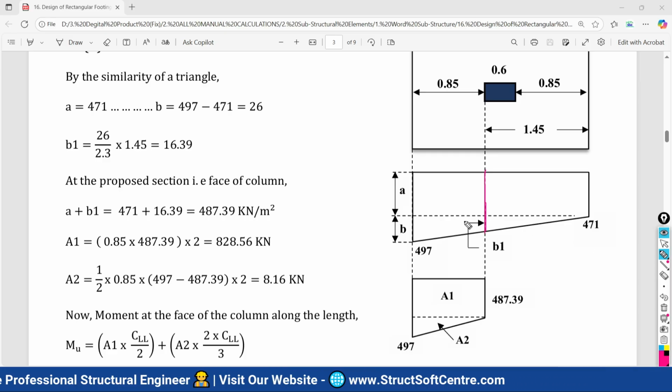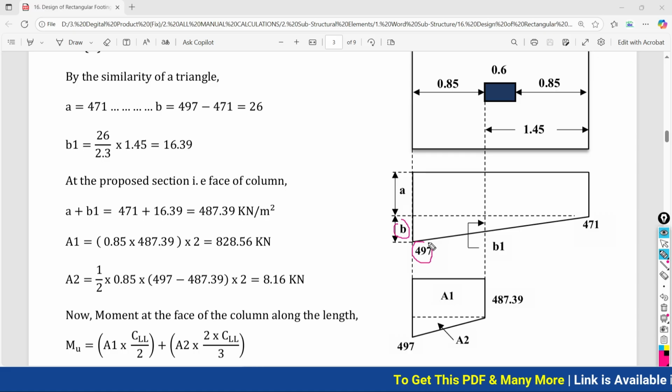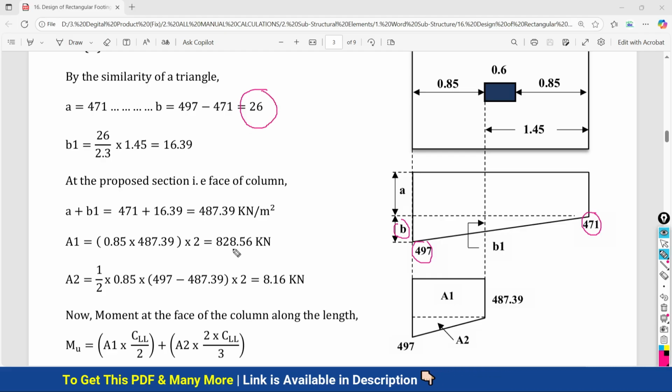So for this, we are going to define it as A and B. This height we are going to define as A and the remaining we are going to define as B. So A will be your 471 and B will be 497 minus 471. You will get the value of B as 26. So we have A as 471 and B as 26.